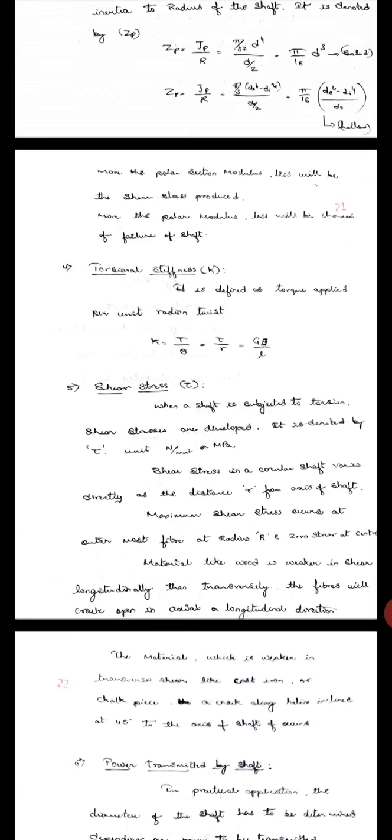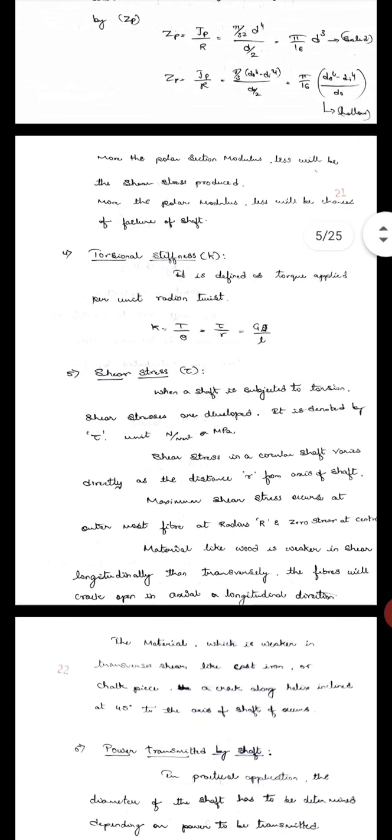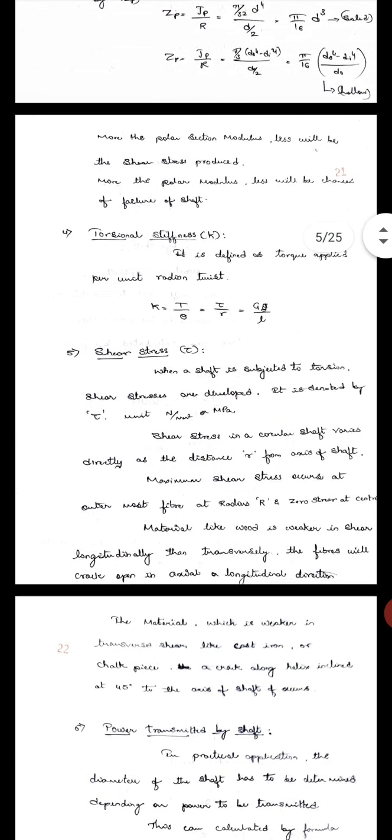Material like wood is weaker in shear longitudinally than transversely. The fibers will crack open in axial and longitudinal direction. The material which is weaker in transverse shear, like cast iron or chalk piece, a crack along helix inclined at 45 degrees to the axis of shaft occurs.